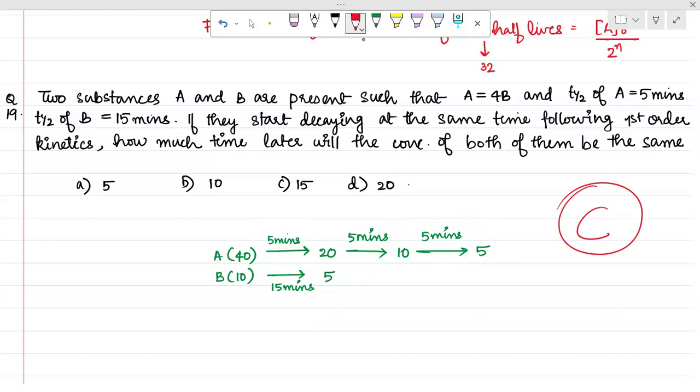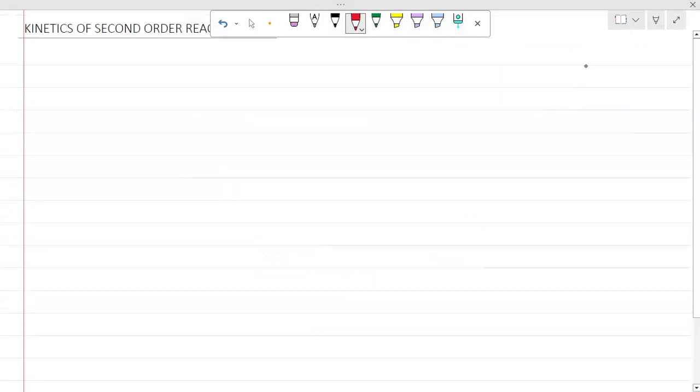Okay. We'll move to the second order kinetics. Please write down the heading: Kinetics of second order reactions. By now, you're well versed at grasping the equations, integrating them, interpreting the graphs, etc. So let's do it quickly.